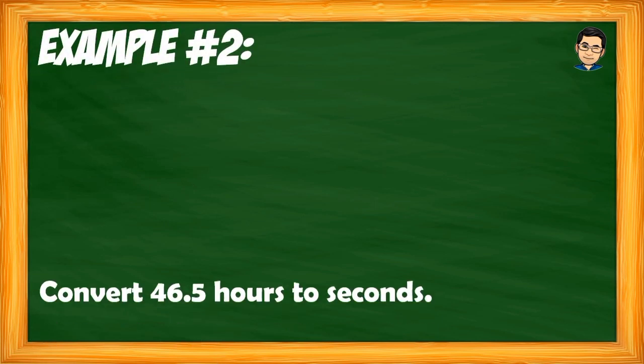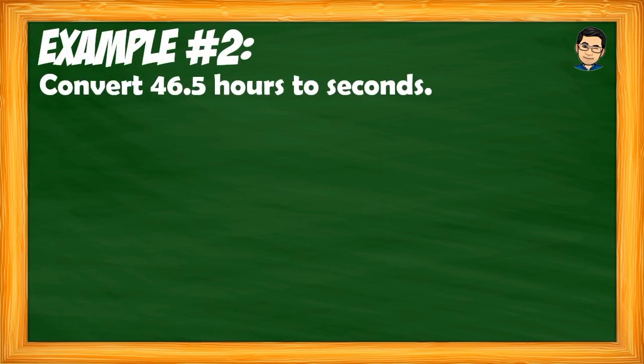For example number 2, convert 46.5 hours to seconds. So, ang oras na yan, kailangan nating i-convert sa segundo. Paano yon? Kailangan po muna nating i-convert yung 46.5 hours into minutes and then minutes to seconds. Gamit po yung mga conversion factors: sa loob ng isang oras, that is 60 minutes. And then, sa loob ng isang minuto, that is 60 seconds.